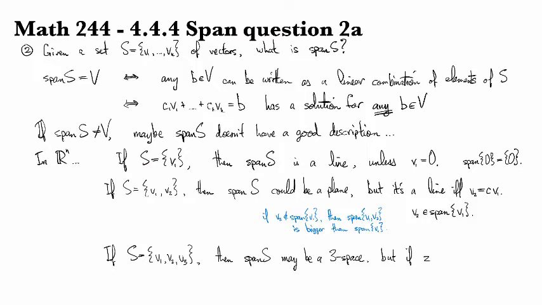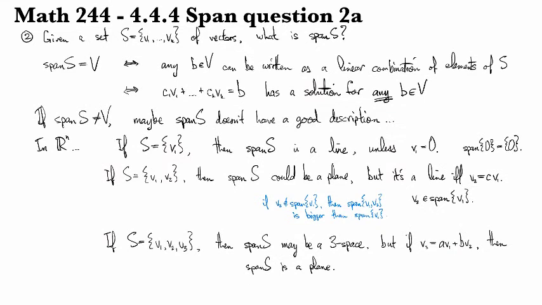But if your new element happens to be some linear combination of V1 and V2, then the span is just going to be a plane again. And so notice that this is the case where V3 is now in the span of V1 and V2.